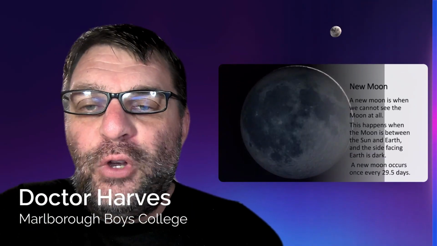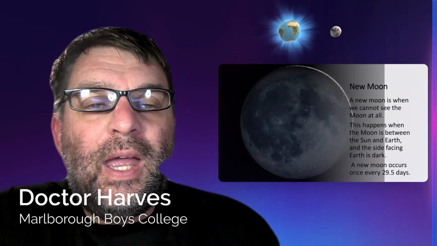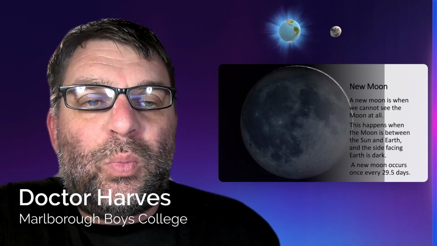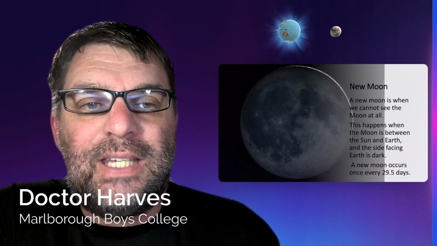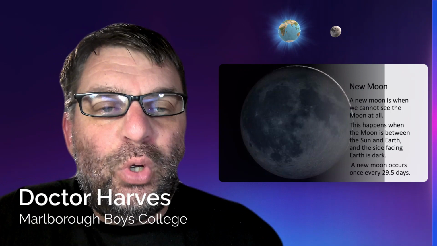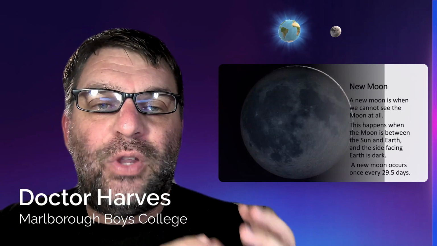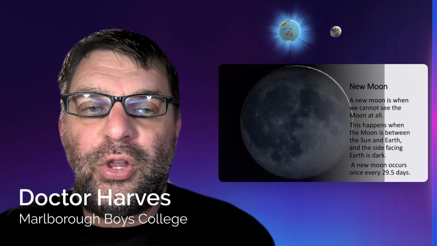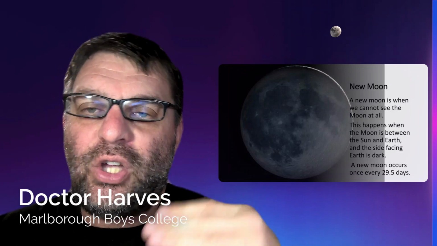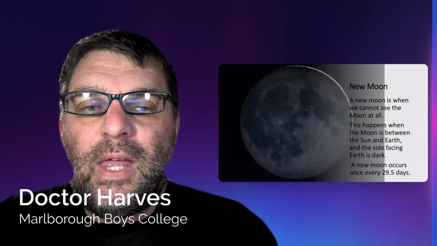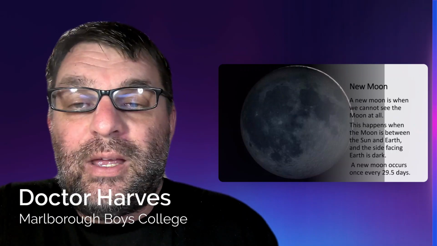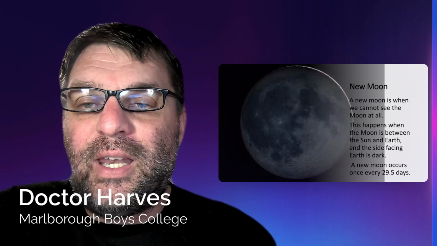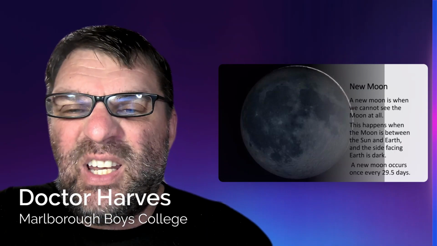So the first phase to look at is the new moon. Essentially the new moon occurs when we cannot see the moon at all. It's completely dark. This happens because the moon is between the sun and the Earth. So therefore, the side facing us here on Earth is the dark side. The light side's facing the sun. And that new moon occurs about once every 29.5 days, around about a month.